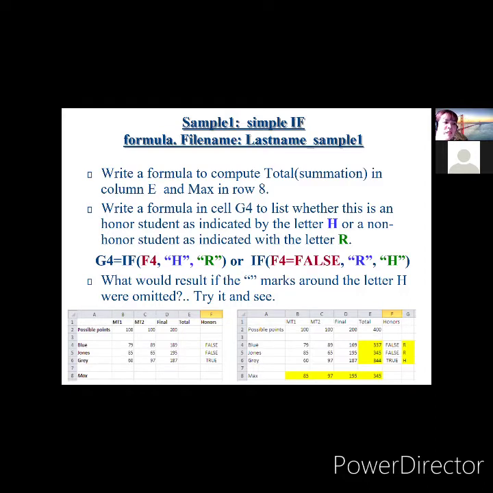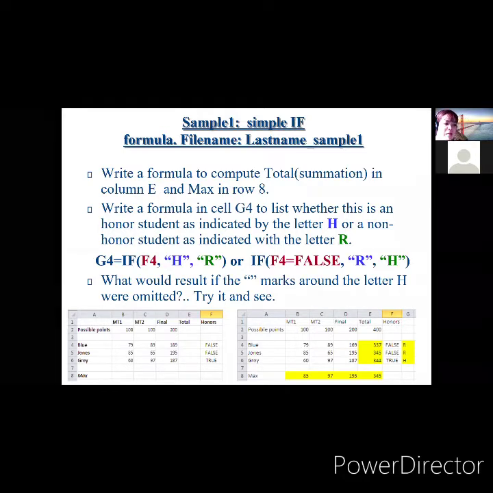So ang sample 1 natin, it is composed of column A, naka-indicate dyan yung possible points and the name of the person: blue, Jones, gray, and the word max. And for column B, you have there the value of possible points, which is 100. And then yung data ni blue hanggang kay gray. And for column C, naka-indicate din dyan yung mga values. And then column D, column E, and column F.